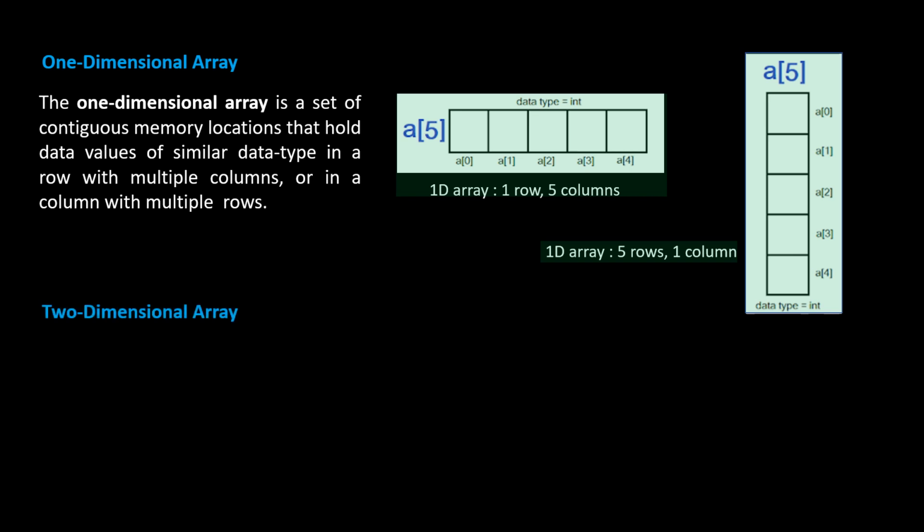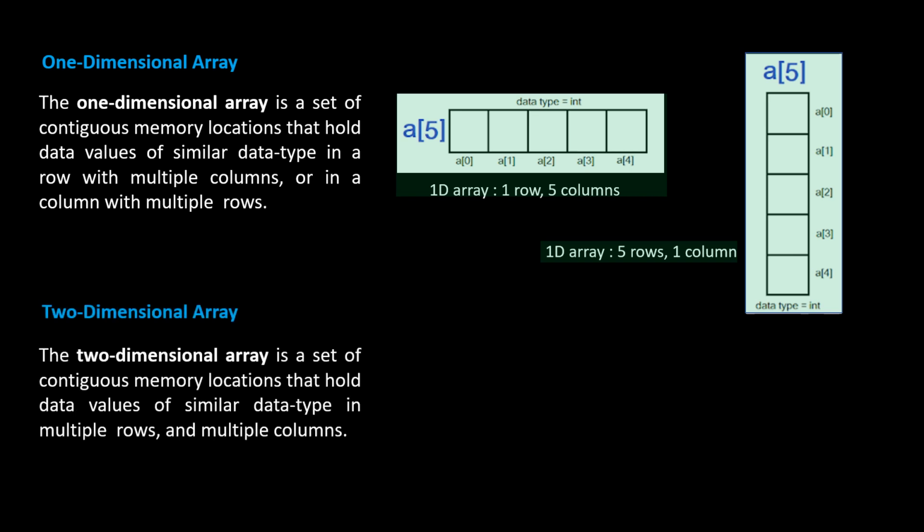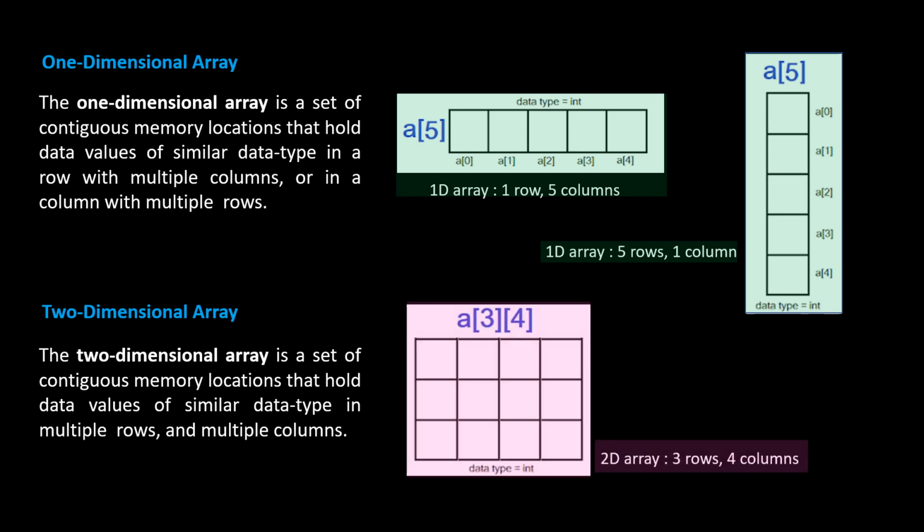The two-dimensional array. The two-dimensional array is a set of contiguous memory locations that hold data values of similar data type in multiple rows and multiple columns. This is a two-dimensional array with 3 rows and 4 columns.